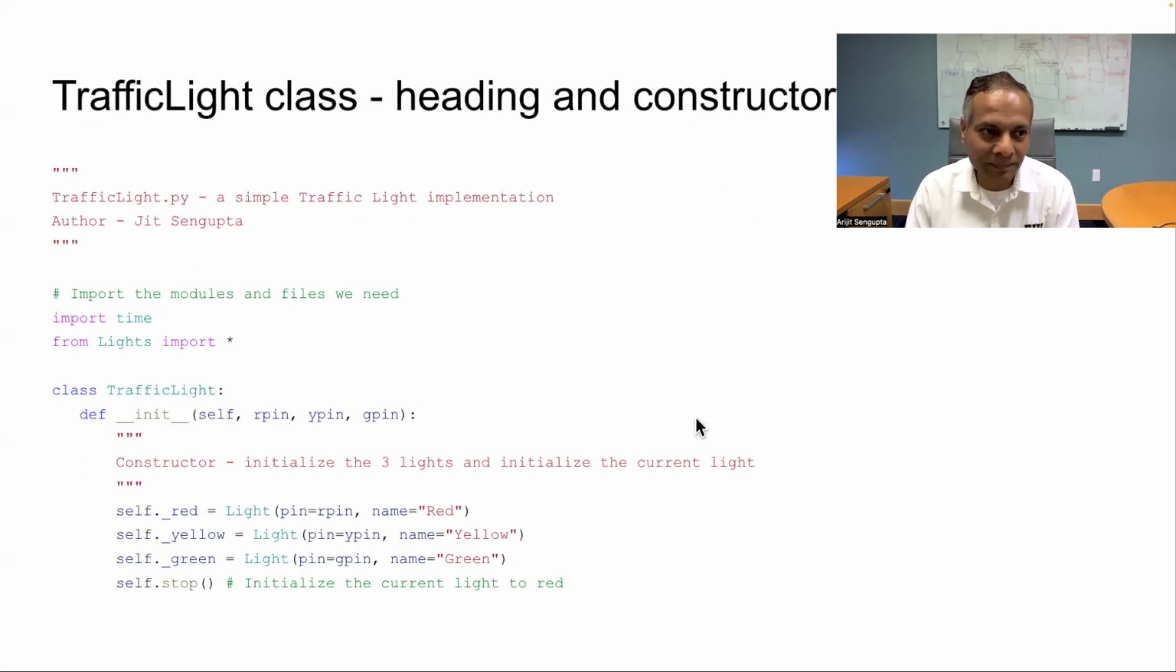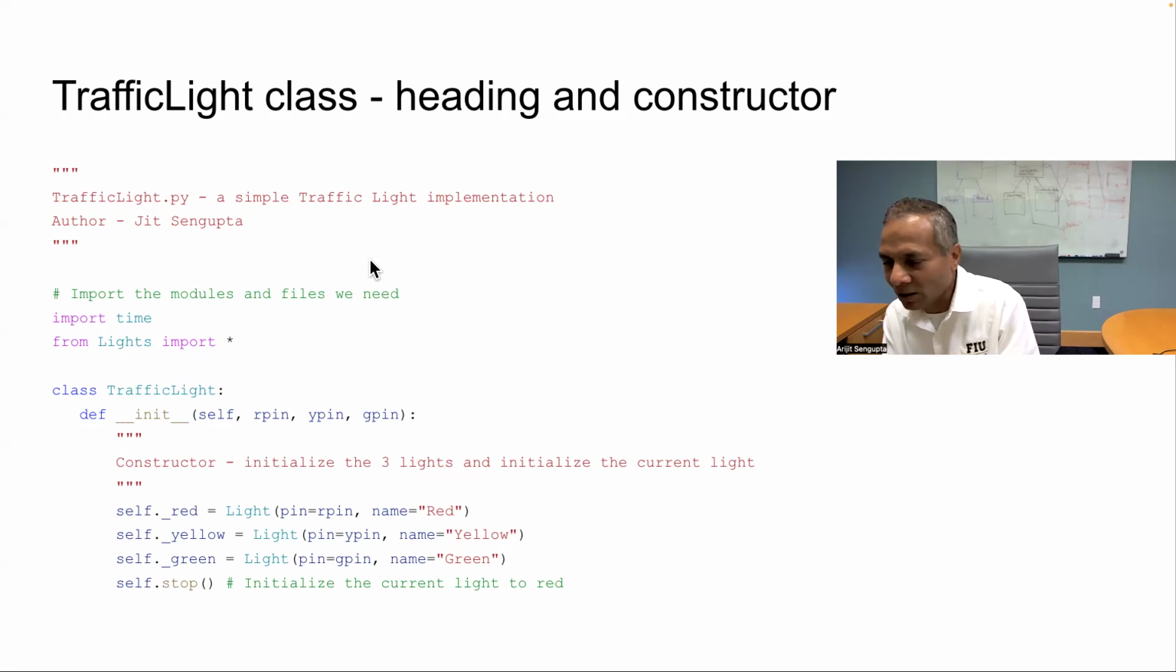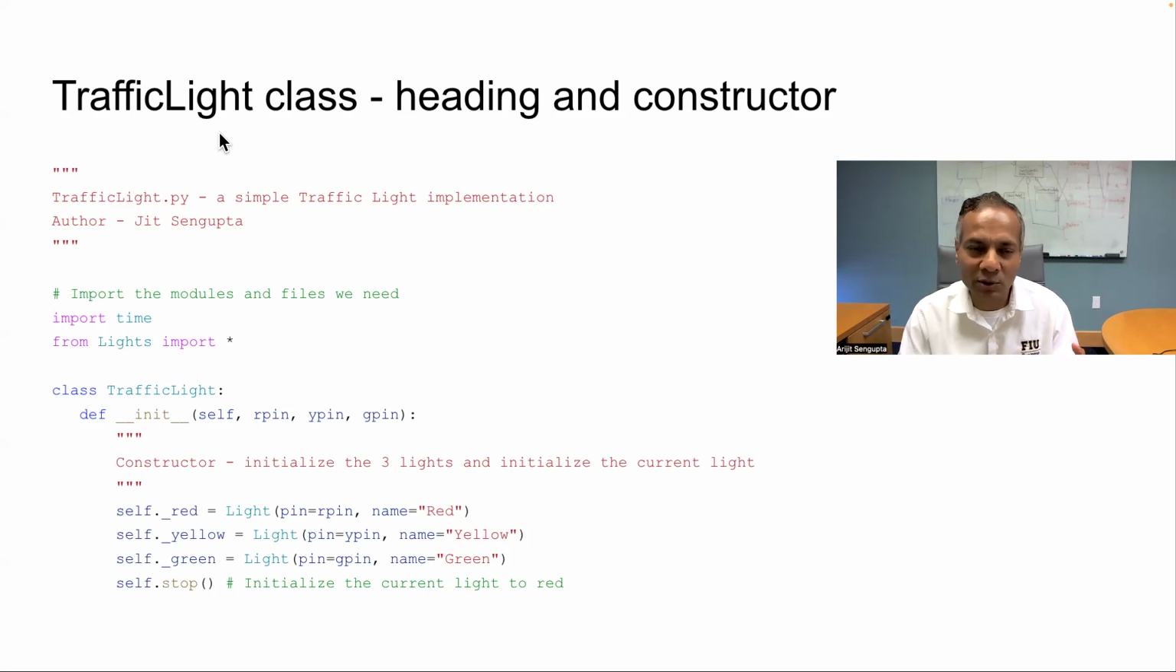So now let's take a look at actual code that shows you how this traffic light is constructed. This is just an example, so we're not doing a lot of logic here today, just showing how we're putting together all the things that we have learned so far.